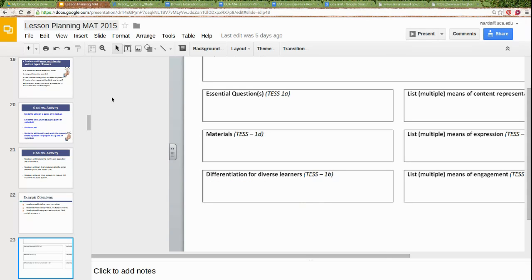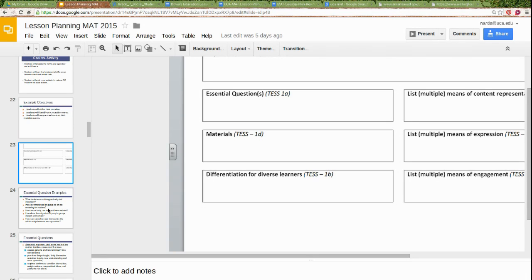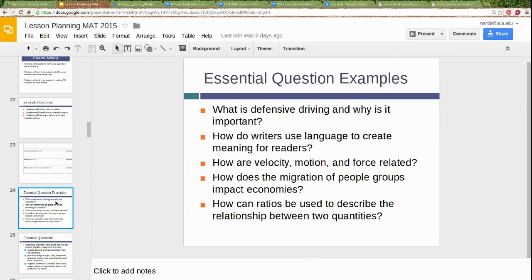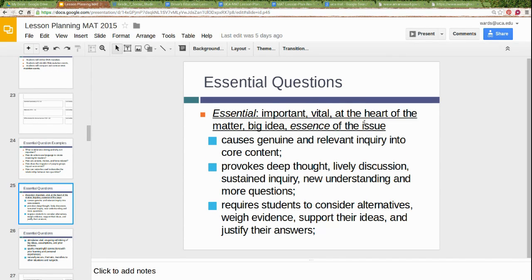So when it comes to writing your essential questions, here are some things that you're looking for. Essential questions are vital, important. They get to the heart of the matter. It's the big idea. It's the essence of the issue. A great essential question will create genuine and relevant inquiry into the core content. So there'll be lots to talk about. There'll be lots to think about. There may be new questions that will be inspired by your large essential question.